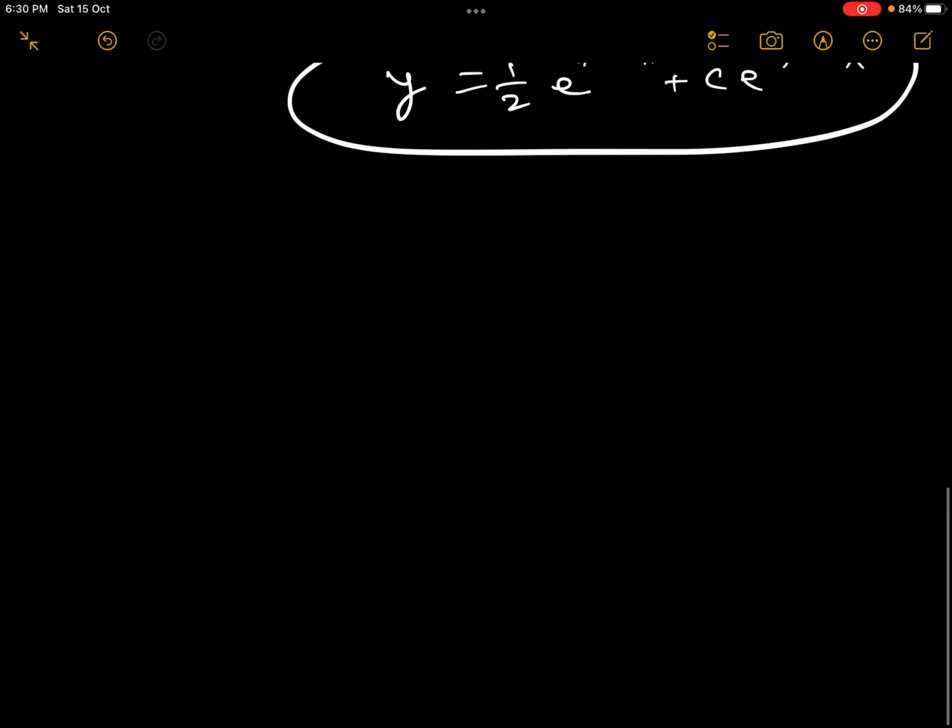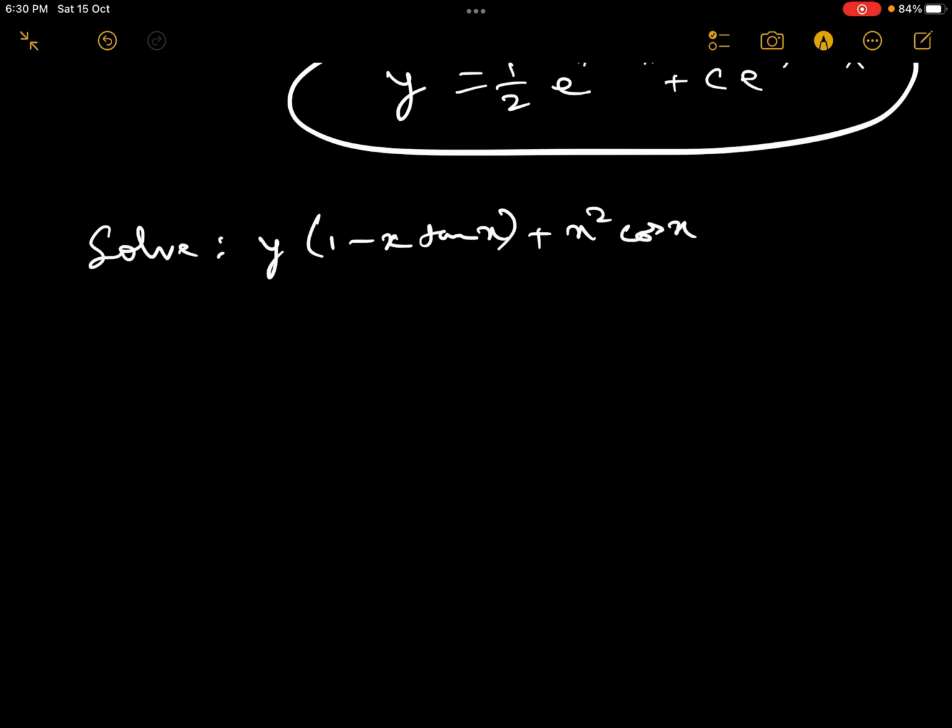Okay, we are left with one final problem. It's an easy problem again. I think you can do this one. Solve y(1 minus x tan x) plus x squared cos x dx minus x dy equal to 0. This is 2016, 10 marks. The previous one was asked in 2016, that also 10 marks.